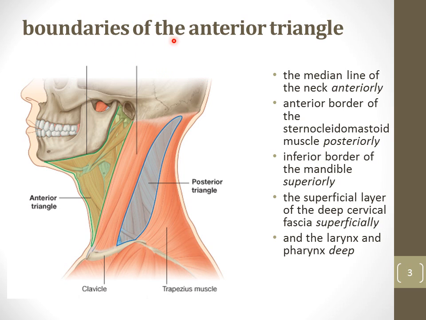So if we have a look at the anterior triangle of the neck, we'll first notice the boundaries. One of the boundaries is the median line of the neck, which is the anterior boundary. Then the anterior border of the sternocleidomastoid is the posterior boundary. Don't forget the posterior boundary border was the anterior boundary of the posterior triangle. So this muscle has an important function in dividing triangles of the neck. And then we have the inferior border of the mandible superiorly. And then we have the superficial layer of the deep cervical fascia, which is superficial, so towards us, and deep, away from us, would be the larynx and the pharynx.